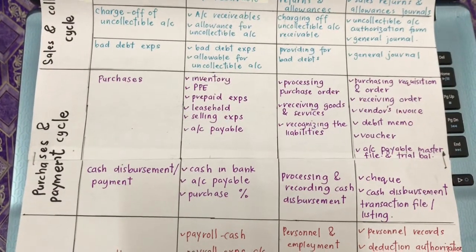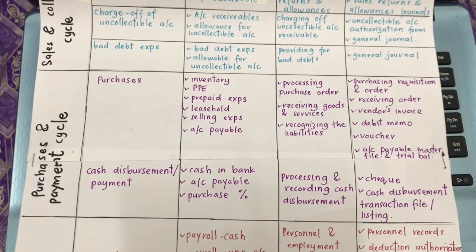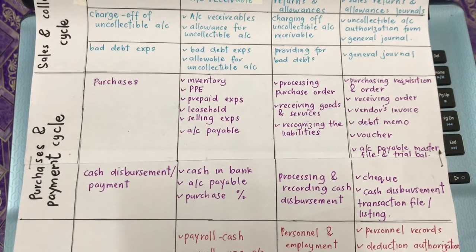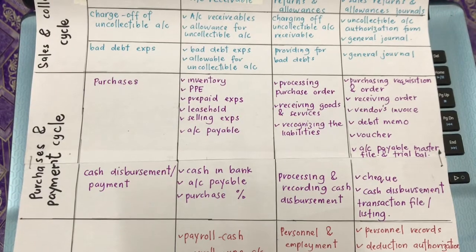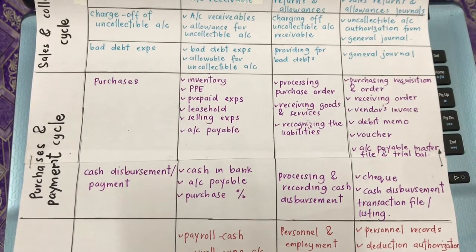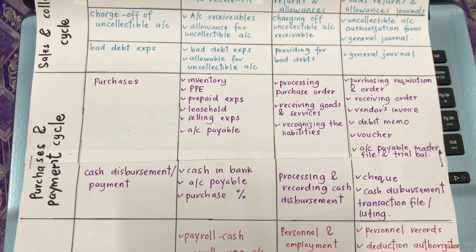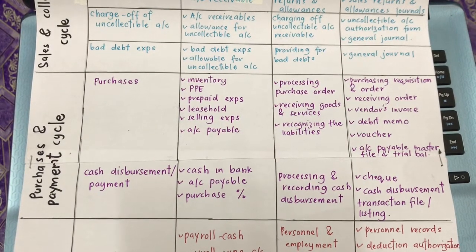Cash disbursement or payments in the purchases and payment cycle is related to cash in bank, account payable, and purchase discount. The business function is processing and recording cash disbursement. It can be recorded in check, cash disbursement, transaction file, and listing.